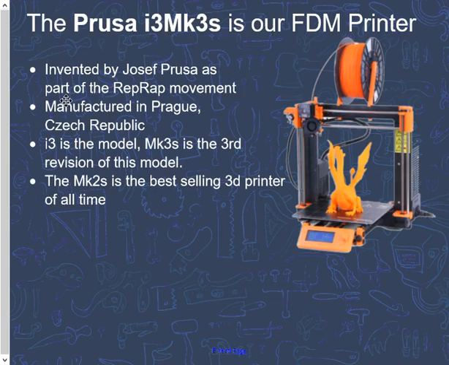So here it is again. The Prusa i3 Mark III S is the printer we have. It was invented by Joseph Prusa as part of what's called the RepRap movement. We'll come back to that in a second. It's manufactured in Prague in the Czech Republic.